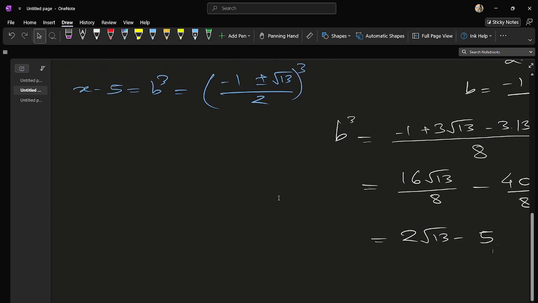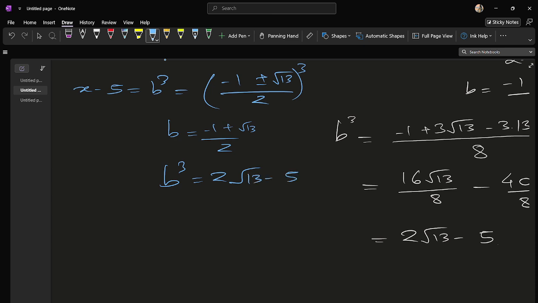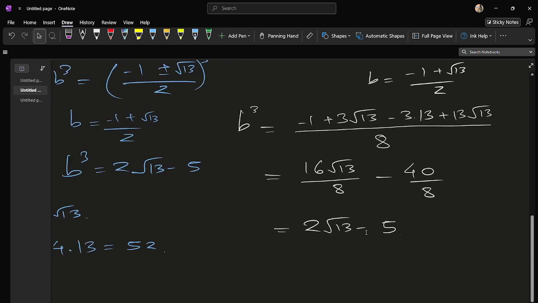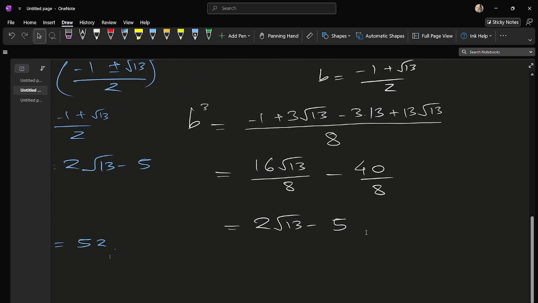So our x minus 5 is equal to what? That is equal to our b cube, and when our b is equal to (-1 plus root 13) by 2, then our b cube is equal to 2 root 13 minus 5. So our x is equal to 2 root 13. Then our x square is equal to 4 into 13, so that will be 52. Again, we have to think about our minus case also.